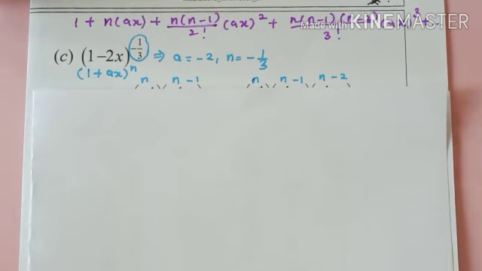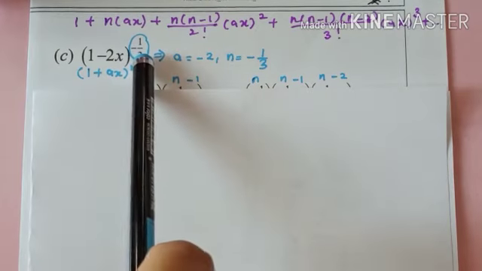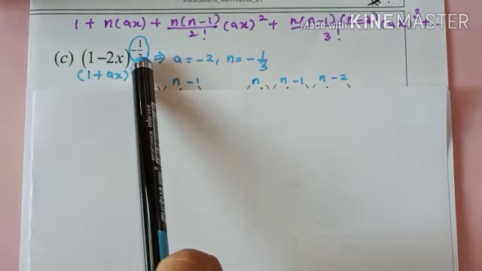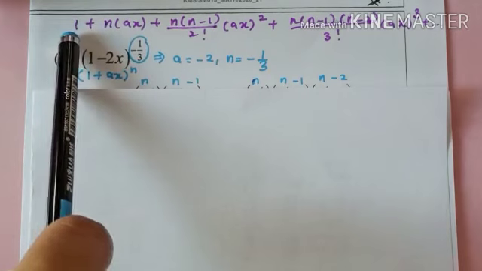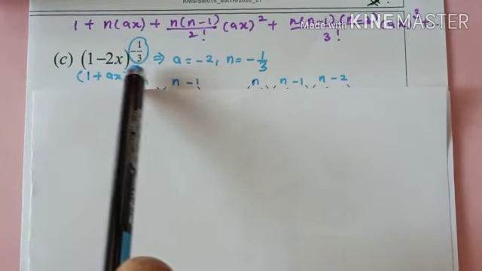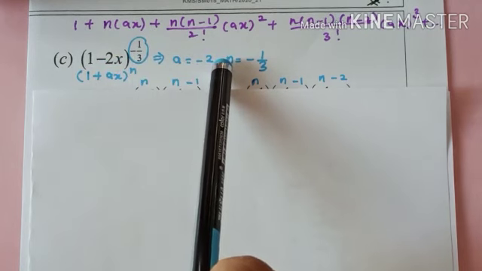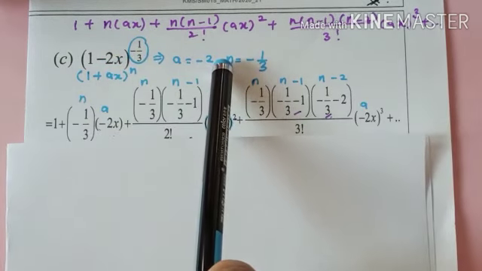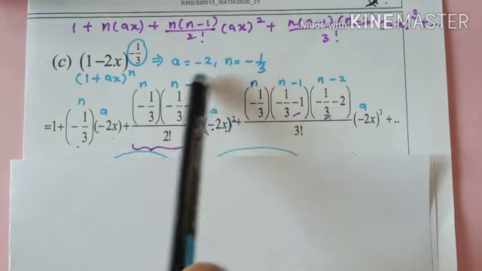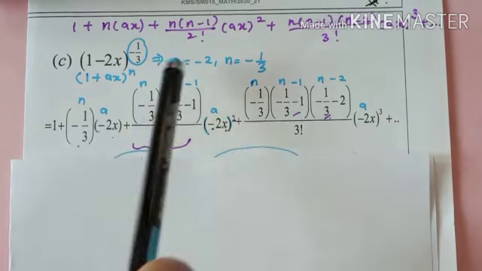Example C, (1 minus 2x) power of negative 1 over 3. To solve this question, firstly, we have to look at the power. The power is a rational number, so make sure we use this formula. Then you can state the value of a is equal to negative 2 and n is equal to negative 1 over 3.